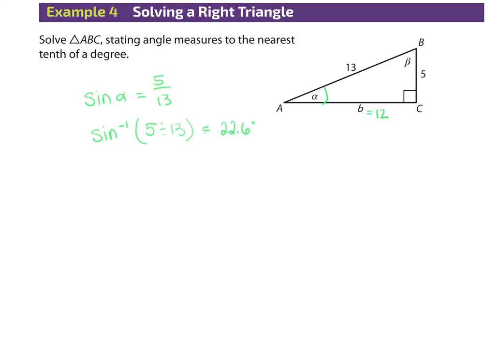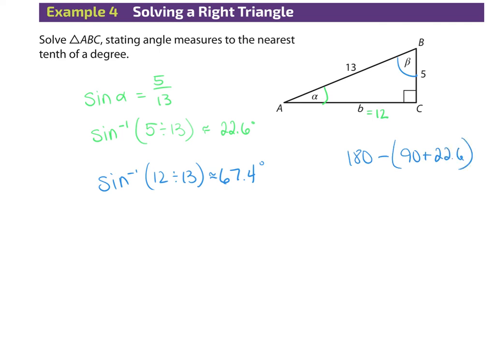There are two ways to find the other one. Now I have rounded this, but what do all of my angles add up to? 180. So there's two ways to do this. I can actually do the same thing I did here for beta, and I can say, oh, well, that's going to be 12 over 13, and you will get approximately, what, 67.4? Or you can use your 180 minus, I already know the 90, and the 22.6, right? Either way, you're going to get 67.4.